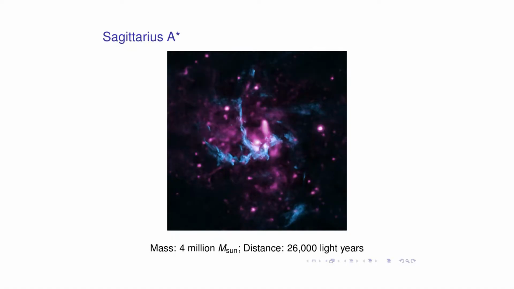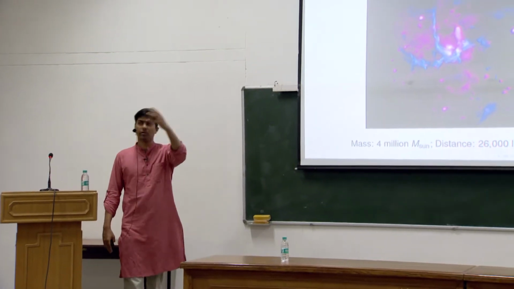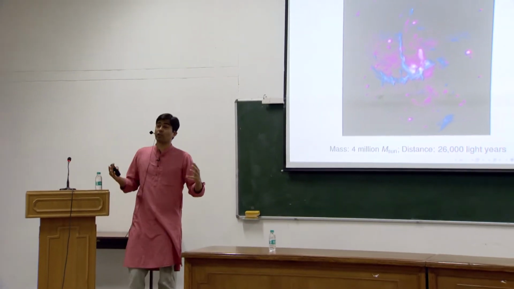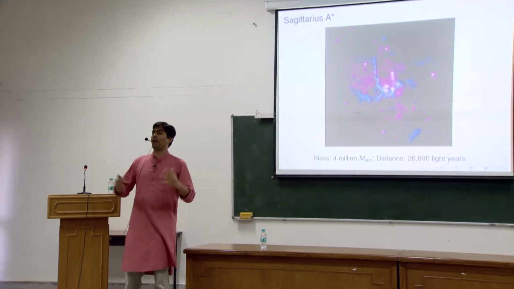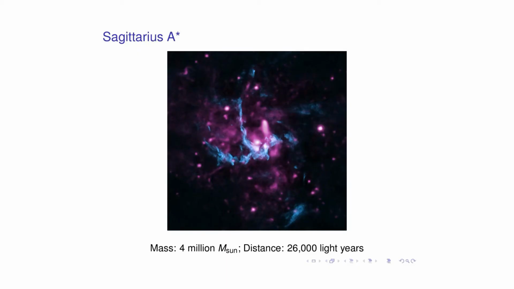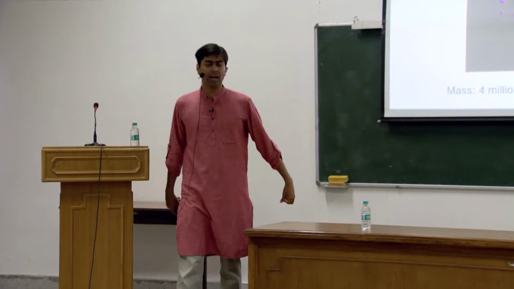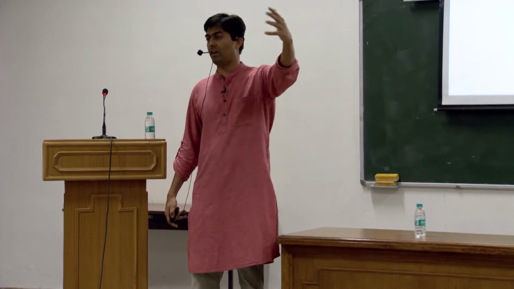So in particular, if you look around at the universe around you, the universe is actually full of black holes. It's populated by black holes all over the place. For example, this is a black hole that lives at the center of our own galaxy. It's called Sagittarius A star, and it's a very massive black hole, 4 million times as massive as the sun, about 26,000 light years away from us, sitting at the center of our galaxy.